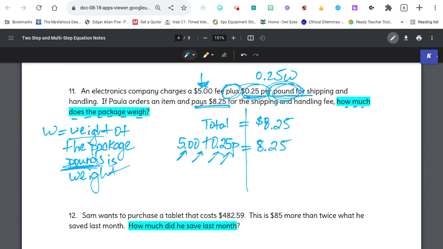So I hope that makes sense. $5 plus 25 cents per pound. They go together. That means she's paying 25 cents W amount of times. You could have used P for pound, so I'm going to use W for weight. All right, so I'm going to get rid of the number that's farther away from the variable, which is a 5. I'm going to do that by changing the sign.